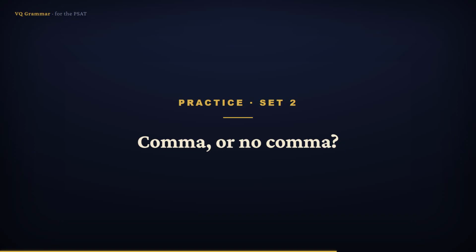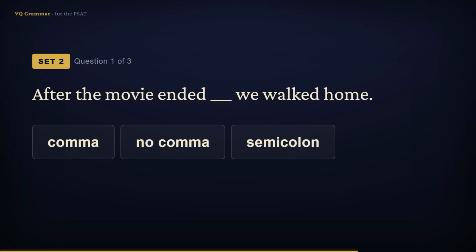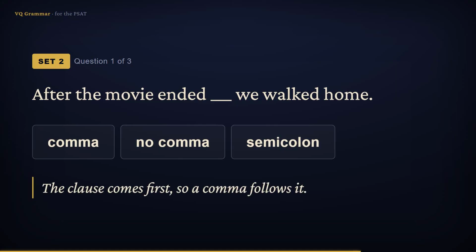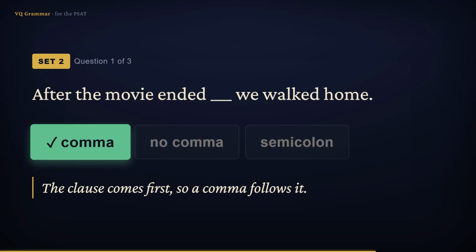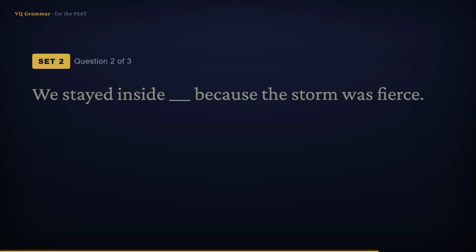Now use the comma rule. If the adverb clause comes first, the sentence needs a comma after it. If the clause comes at the end, no comma is needed. Decide which each one needs. Pause and try each one. After the movie ended, we walked home. The adverb clause, after the movie ended, comes first, at the front of the sentence. The rule says, clause first, put a comma after it. So the answer is, comma.